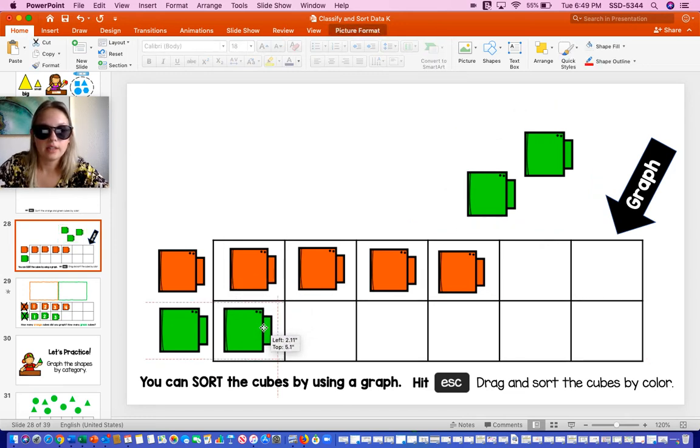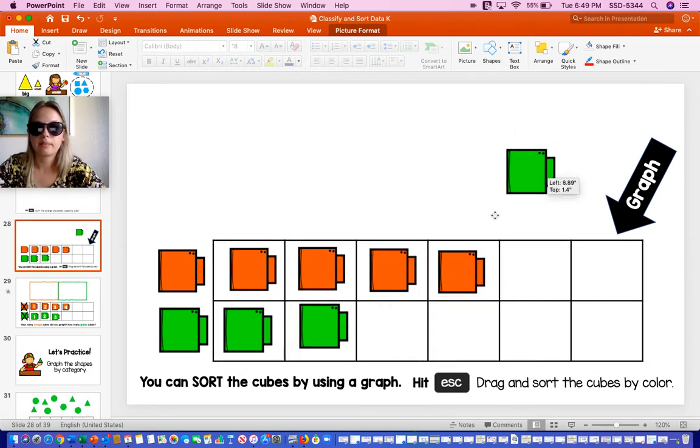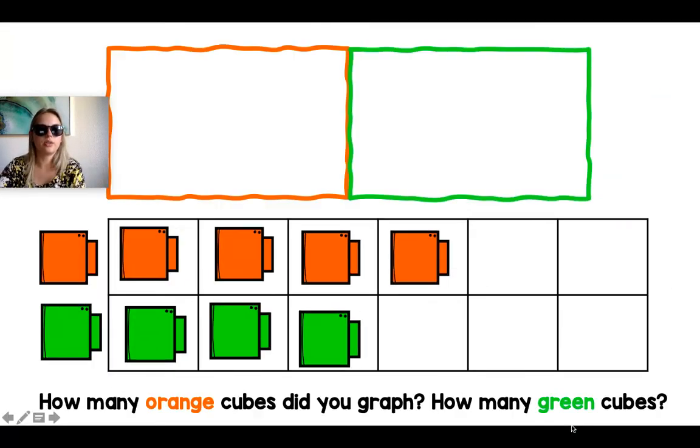Let's do my green because the green goes on the bottom, right? I should not put my green up here. The orange over here tells me that I have to put the orange on the top. The green goes to the bottom. That's how I graph. And this little arrow is telling me this is a good graph. So now I finished graphing. I sorted them into the graph like that.